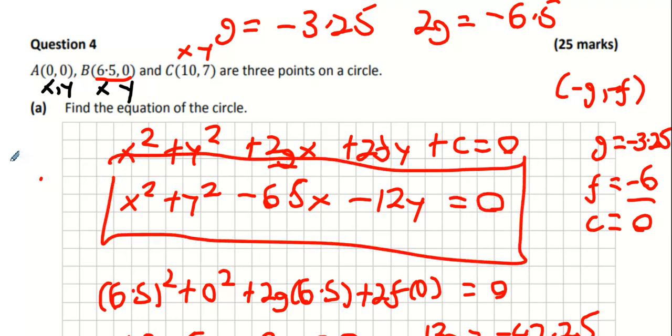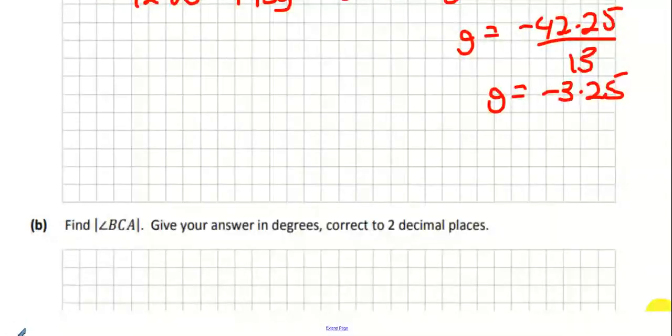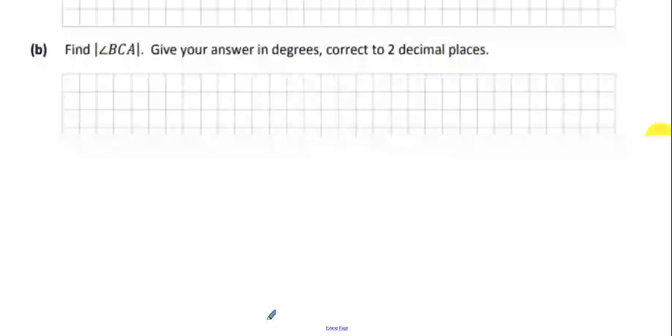Wasn't too bad. Okay, let's move on to part B. Find the angle BCA. Give your answer in degrees correct to 2 decimal places. Whoa. So let's find the location of BCA.